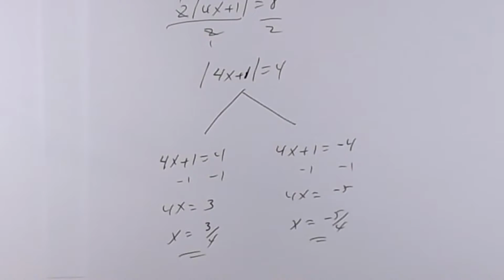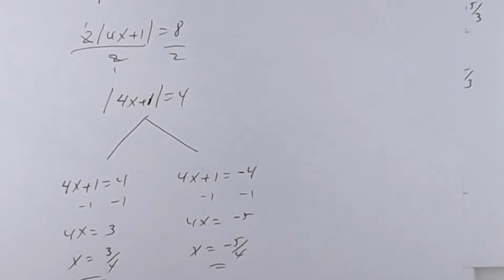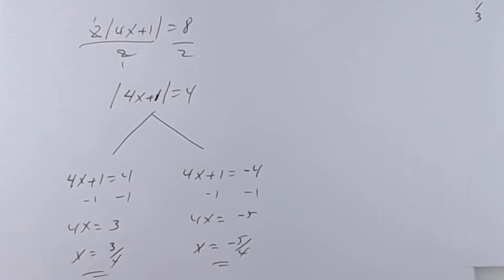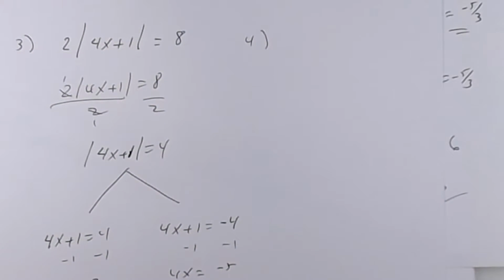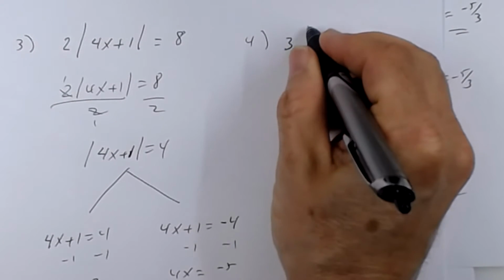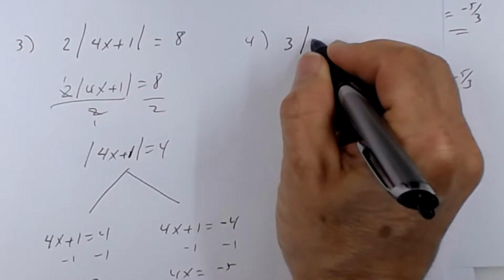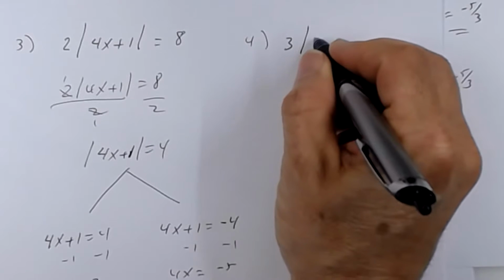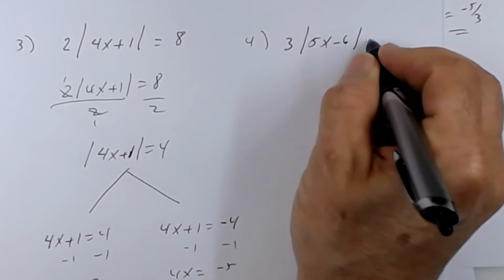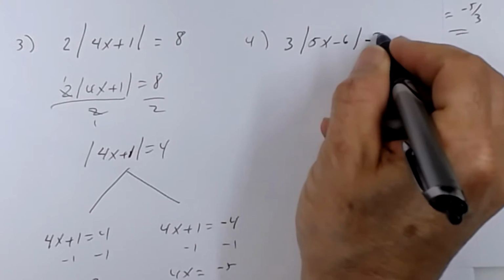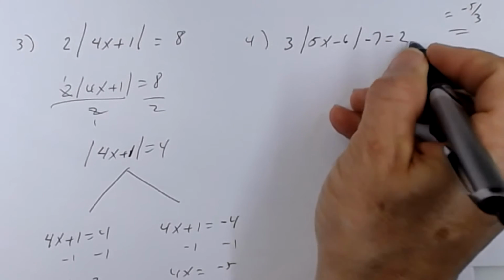Okay, number 4. All right, number 4, you have 3 times the absolute value of 5x minus 6, minus 7 equal 2.